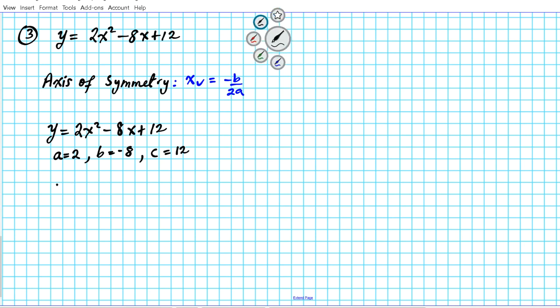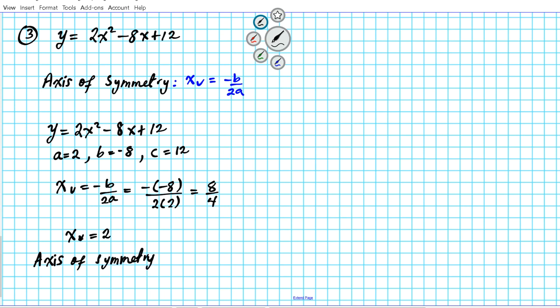Now let's calculate it. The x-coordinate of the vertex is negative b over 2a. So we're calculating negative negative 8 over 2 times 2. Using the order of operations, if we simplify this, it's going to be 8 over 4. So 8 over 4 is 2. So our axis of symmetry, which is the same thing as the x-coordinate of the vertex, is x equals 2.